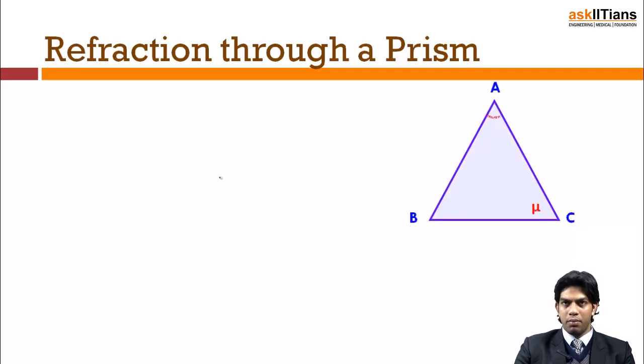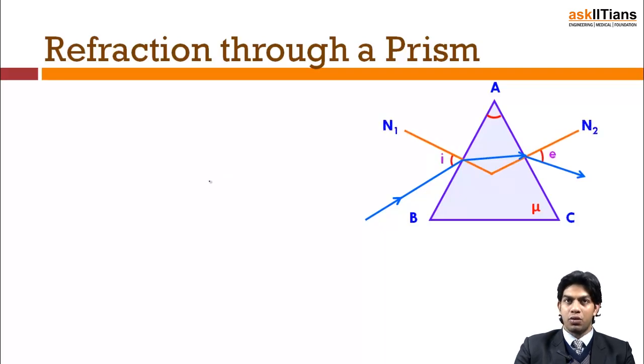So this is the setup. That is, the prism looks like this: ABC, having a refractive index mu. Then there's an incident light which undergoes refraction twice. That is, once going from air to the refracting surface, and the other one from the refracting surface, that is glass or water, whatever, to air. These are the two normals of the surfaces. Angle A corresponds to the angle of prism. R1 and R2 are the angles of refraction.